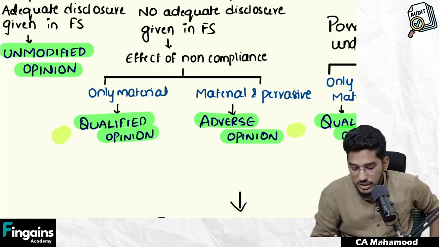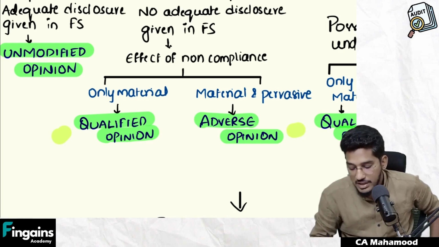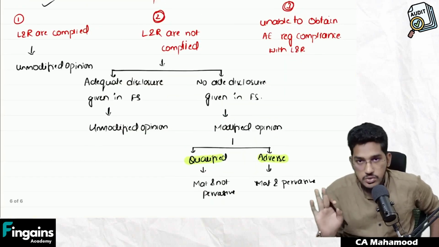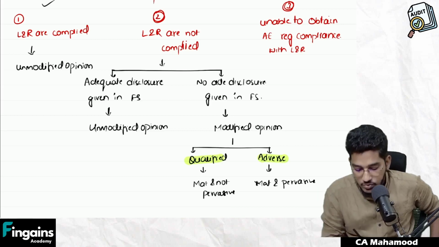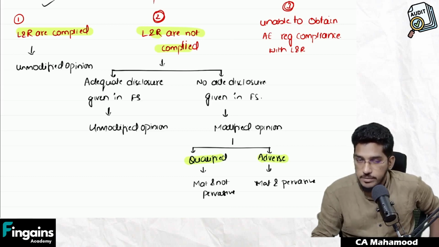If the effect of non-compliance is only material but not pervasive, we give qualified. If the effect of the non-compliance is material and also pervasive, we give what? Adverse. Clear, everybody? So we are done with two cases. Two cases I have successfully explained. What if laws and regulations are complied with? What if laws and regulations are not complied with, and you have evidence for that? Now we are left with one more possible outcome. Let us see what that one more possible outcome is.